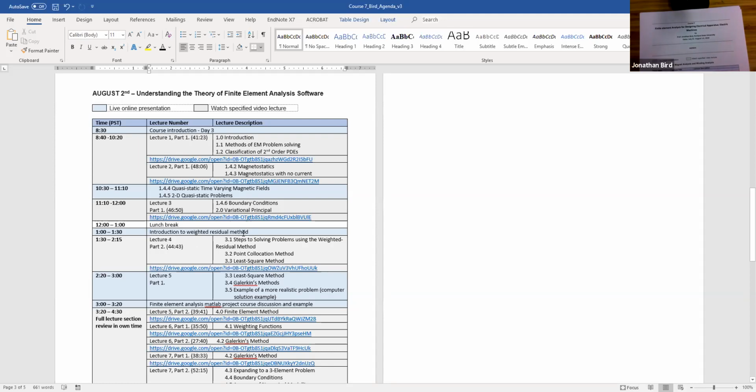Then I'll talk about an introduction to the weighted residual method, which is one of the bases of finite element modeling. Then we'll look at Galerkin's method, which is also a basis of the finite element analysis method, and then give some realistic examples using computer solutions. Then I'll provide you with a discussion on a finite element analysis project.